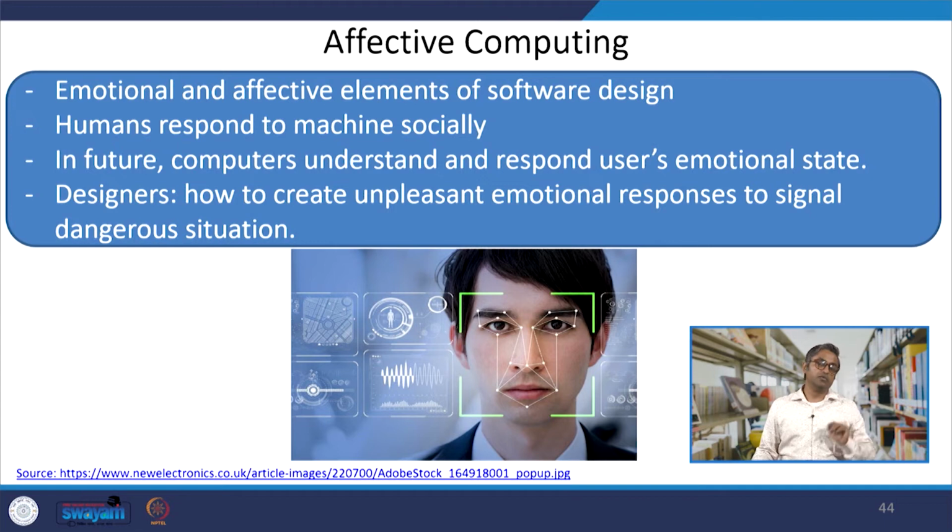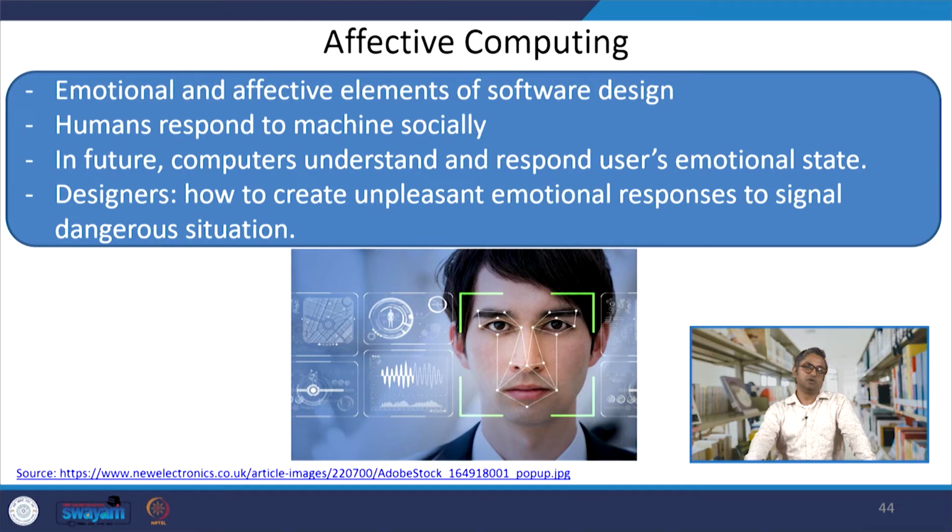Not only that, human computer interaction has even moved to another level of affective computing. Emotional and affective elements of software design: can those elements be brought into software? If yes, will they be effective in providing assistance to individuals who are sufferers? Humans respond to machines socially. The big concern was, can we talk with a system? Can we interact with a system in a human form? No, not in a human form. However, a machine system based on machine learning can respond to us.